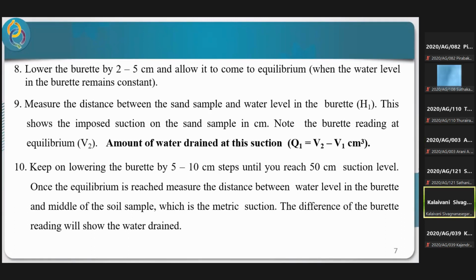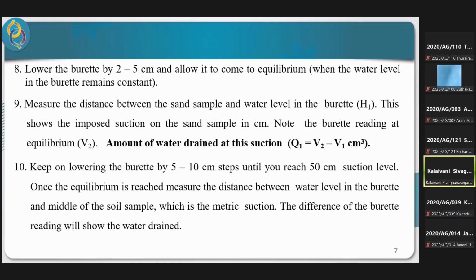So measure the distance between the sand sample and the water level. That one we call H1. This shows the imposed suction on the sand sample in centimeter. So we can directly measure the height and we can tell it as the matric suction. That is the energy state of the water.